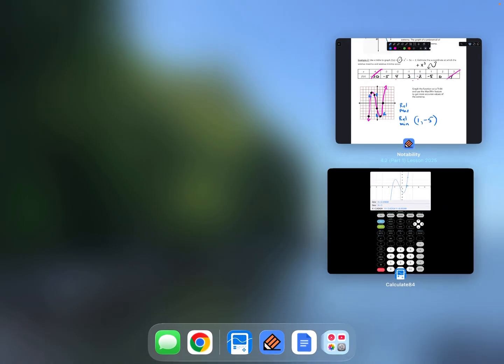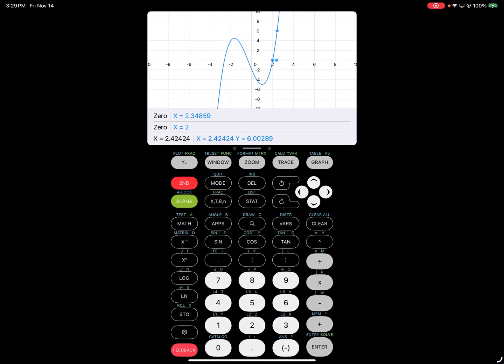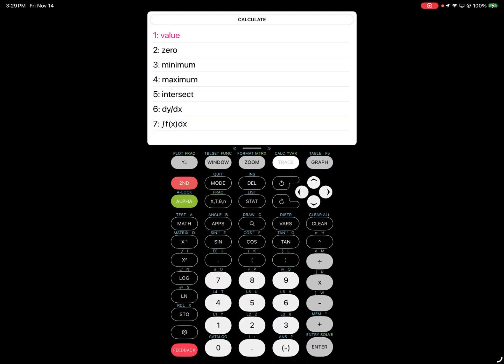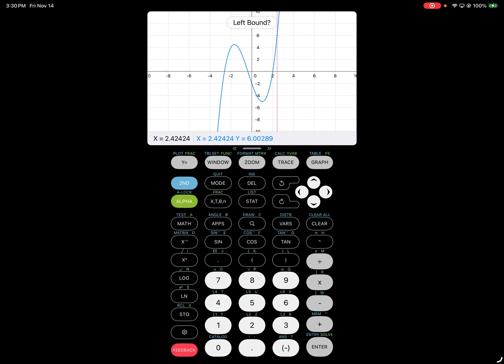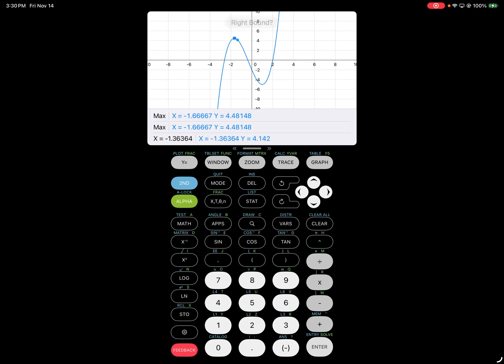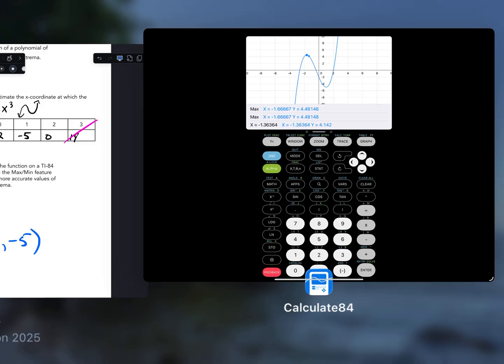The relative max, let's get it. Second trace, maximum is 4. Left bound, I go on the left side of the high point. Right bound, right side of the high point, enter. So -1.67, 4.48.